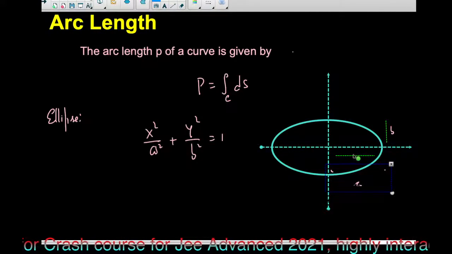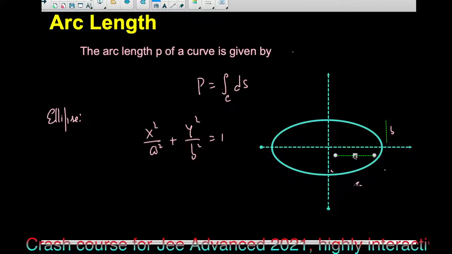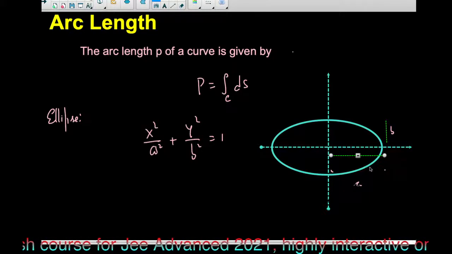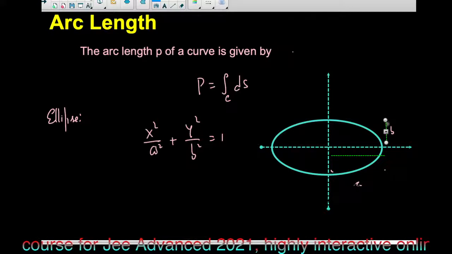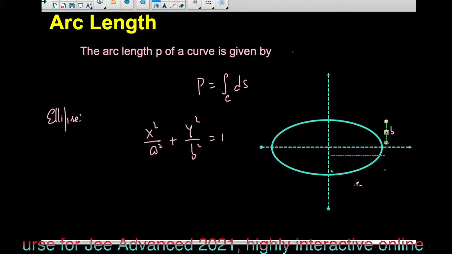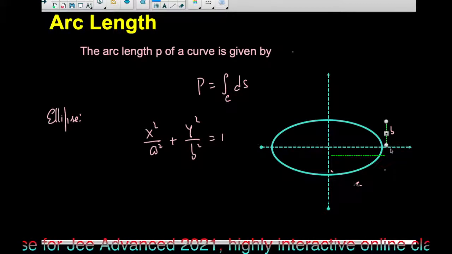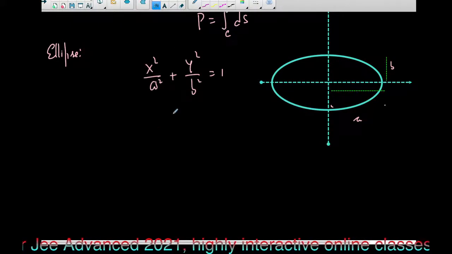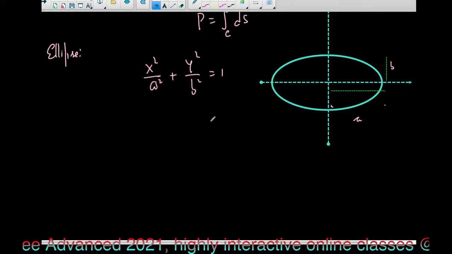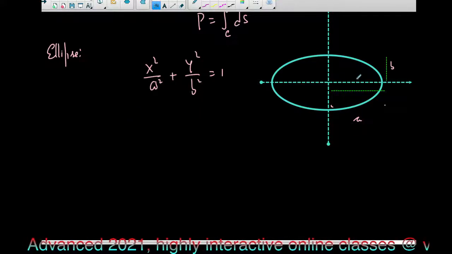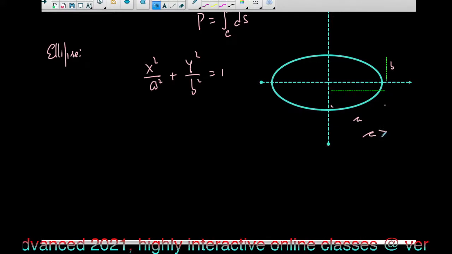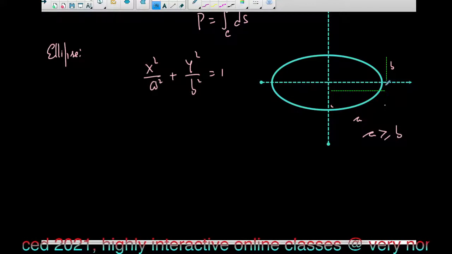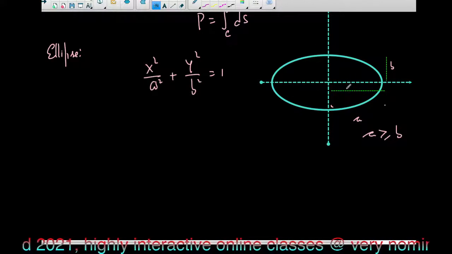So here you can see this part. Let's say this length is a, and this length is b. When you say that these are the x and y axes, and there is some eccentricity, we have already assumed that a is greater than or equal to b, meaning a is always greater than b. When both of them are equal, then it will become a circle.